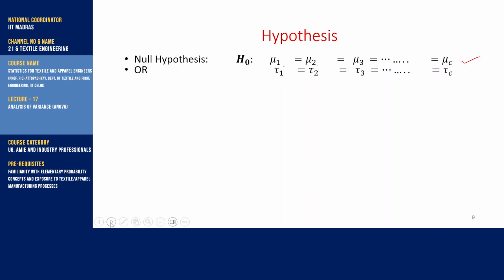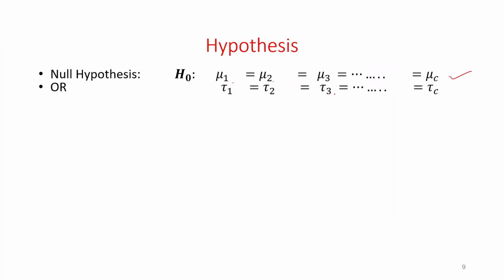Or we can write the null hypothesis as tau1 equals tau2 equals tau3, up to tau c. These are representing the effects. All these effects are the same. Both of them mean the same thing.